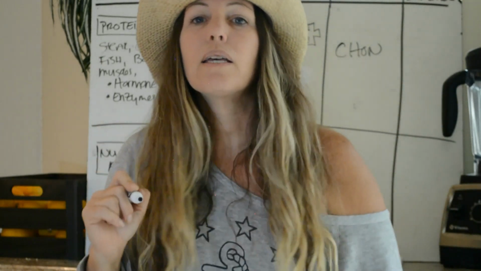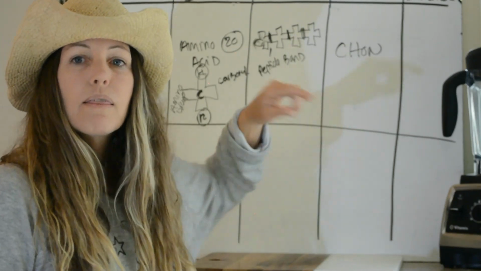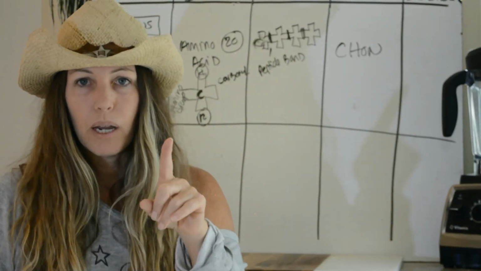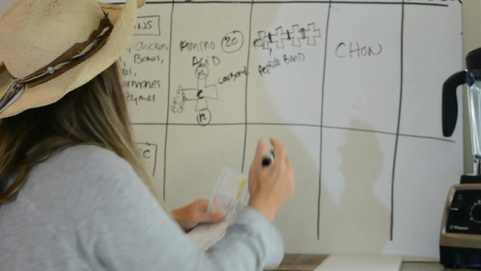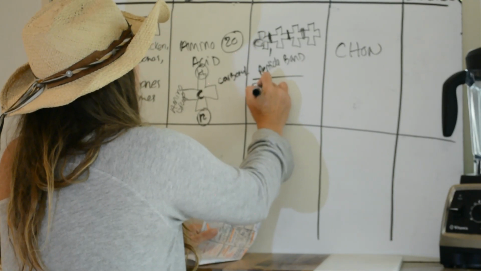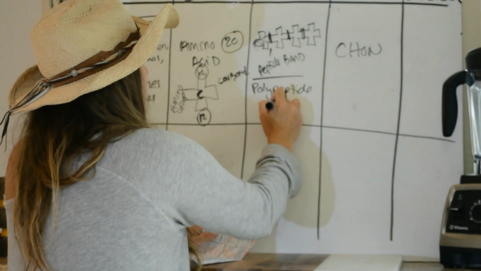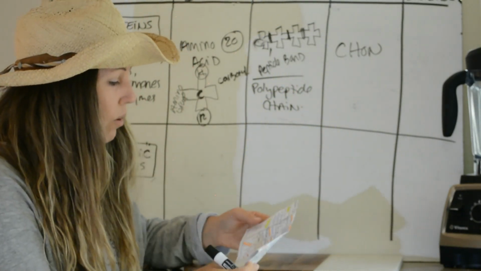Now, because these amino acids are held together by peptide bonds, this polymer is known as a many peptide chain, okay? So that's what we call it. Polypeptide chain, okay?